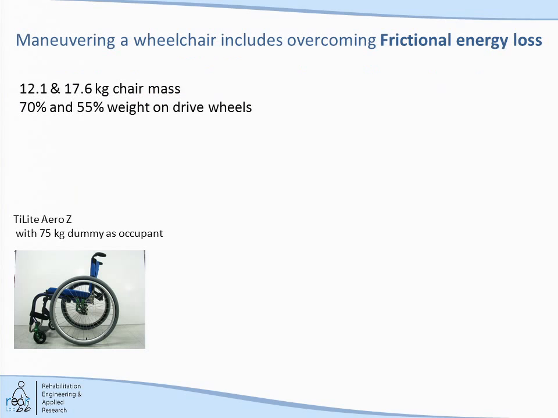So let's take one chair, okay, and configure it in two different ways. We're going to take this Tilite chair that came out of the box at 12.1 kg, and we're going to test it at that and at the same mass as the Tracer, 17.6 kg. And we're going to use the out-of-the-box Tilite weight distribution and the out-of-the-box Tracer weight distribution. So we have two masses and two mass distributions. Same chair, right? We have the same frame, same bearings, same wheels. We're just loading it in different ways.